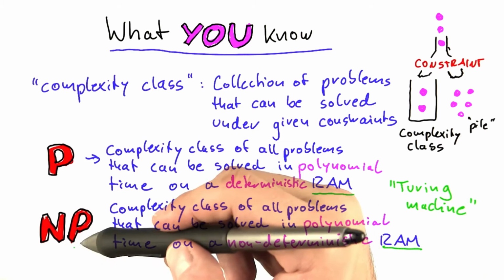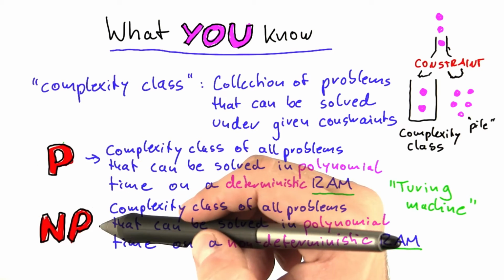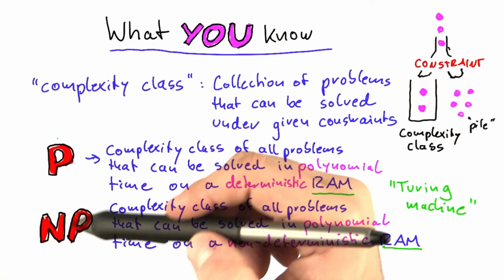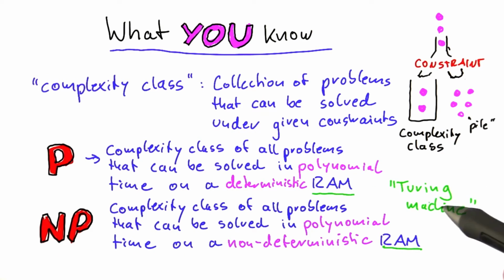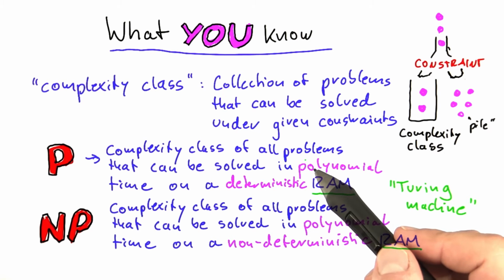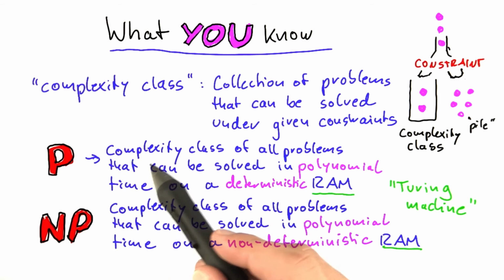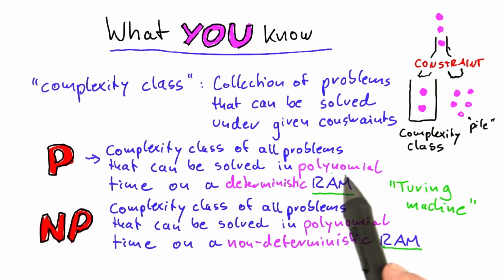Now, having a precise definition doesn't really change anything about P and NP the way that we were talking about it, but when you get down into the details of these classes, it might actually matter that you have a Turing machine here instead of a RAM, and that you're talking about decision problems instead of optimization problems. But for here, I think it's fine to just think of it as the complexity class of all problems that can be solved in polynomial time on a deterministic or non-deterministic RAM.